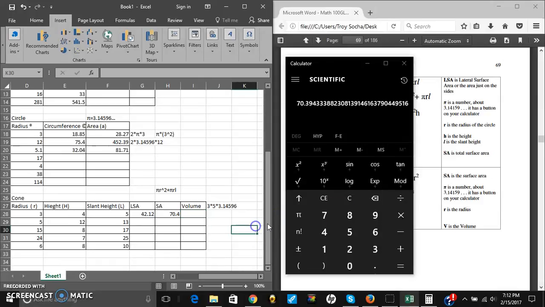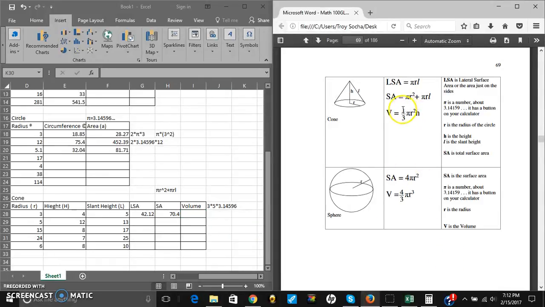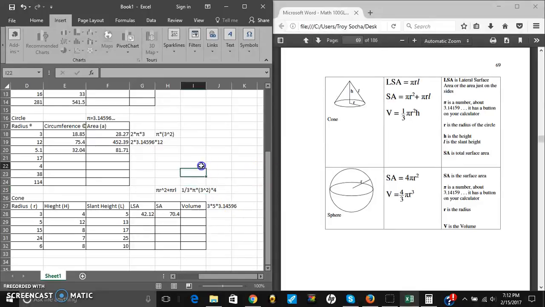Volume is going to be an interesting one, because this one's where we have one-third pi r squared h. So we're taking volume. We have two constants, a one-third and a pi, times our r squared, which in this case happens to be 3 squared. The caret means squared. Times our height, which in this case is 4. Because this time we're using height, not L. So this time we're using our h, not our L, and that's a big key difference.